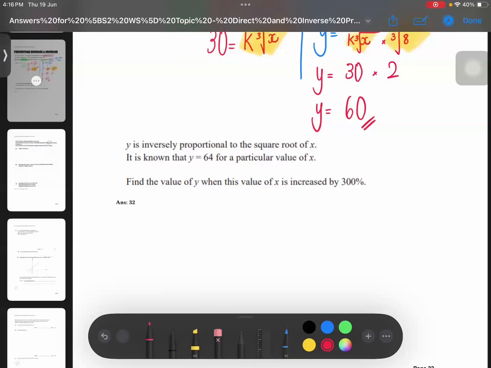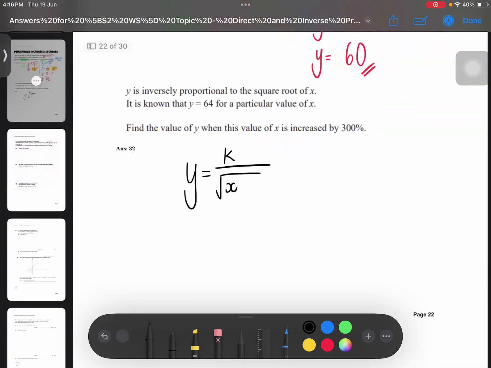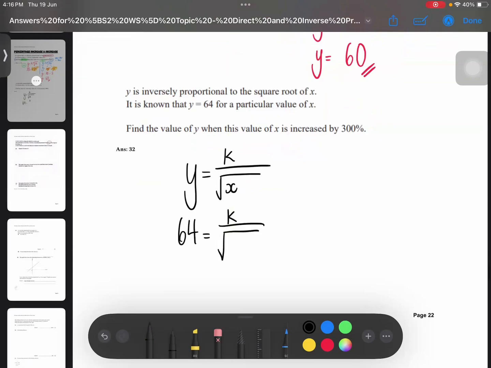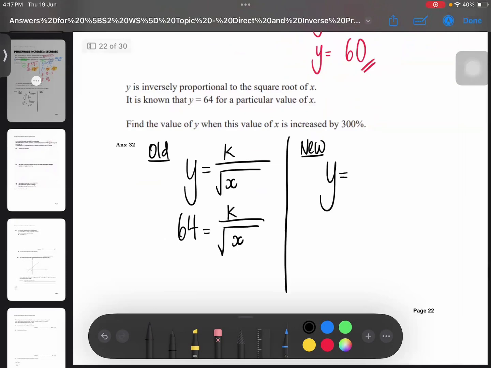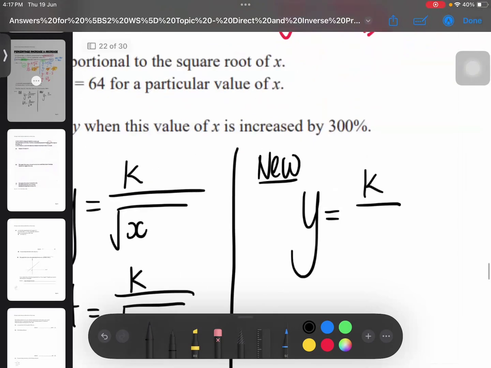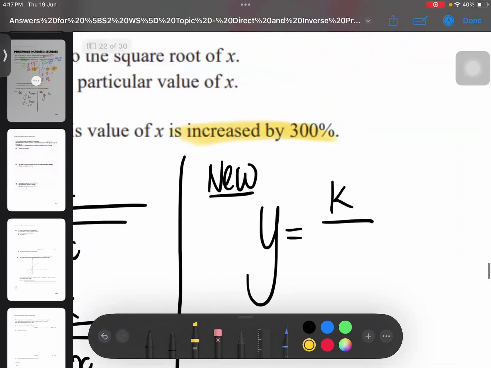Now, y is inversely proportionate to the square root. So y is inversely proportionate to the square root of x. Can you see? It is known that y equals 64 for a particular value. So once again, over here, they want us to find y. If they want us to find y, my old y is over here. What's my new y? My new y is going to be y equals k over, now, first, the question says what? It is increased by how much?